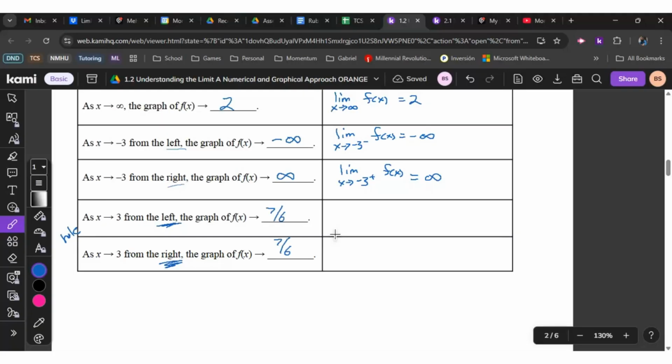Okay? Why am I giving you 7 sixths, guys? Because I just want you to get used to numbers that are not always pretty and easy. Okay? The more advanced we get in math, the more we need to be able to deal with numbers that are not whole numbers. Okay?